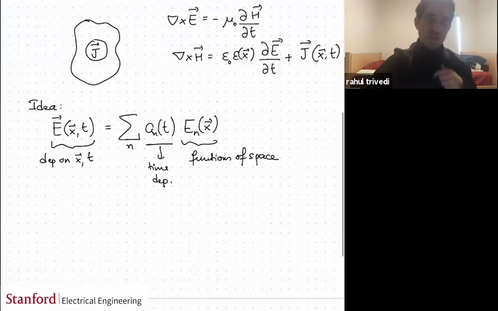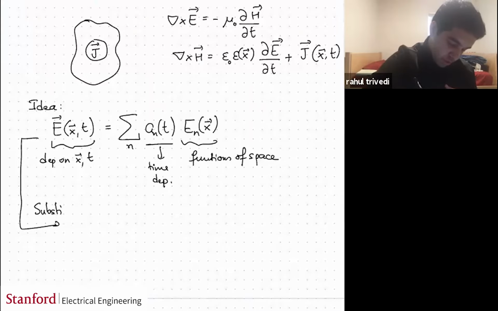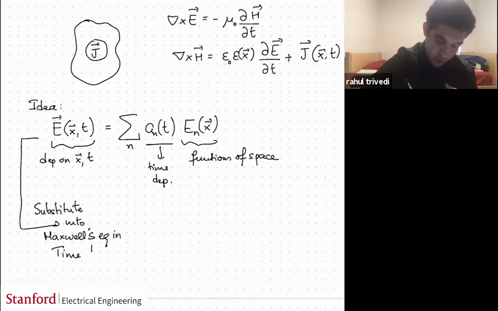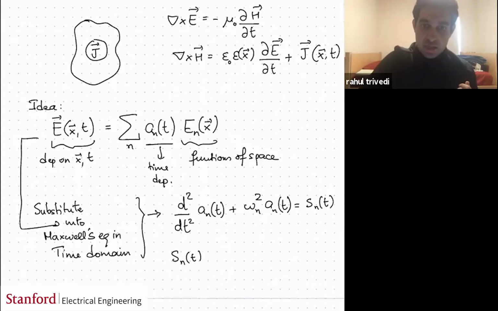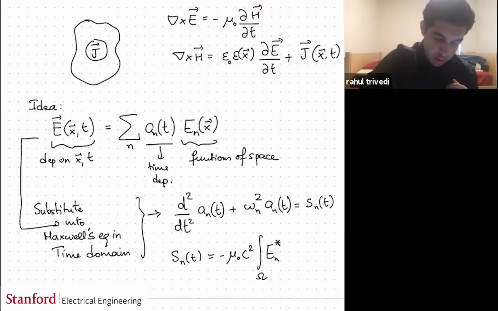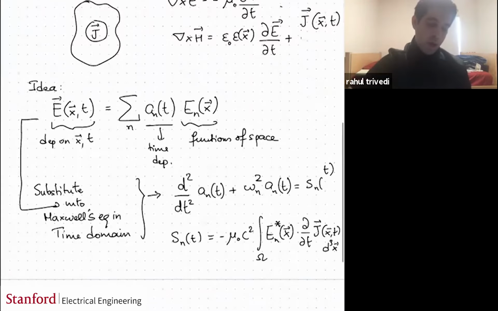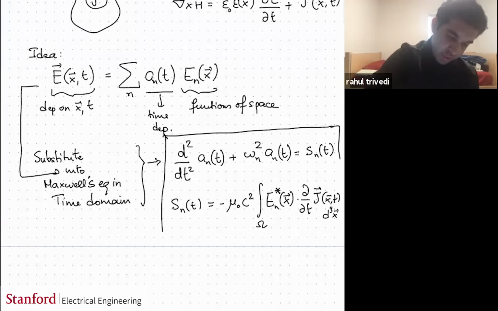And if you plug these back into Maxwell's equations, so you substitute this into Maxwell's equations, and we did this in last class, in time domain, then we were able to derive a set of equations for these coefficients a_n, and surprisingly, or maybe not surprisingly, they turn out to be the equations of harmonic oscillators. So you got d²/dt² a_n(t) plus ω_n² a_n(t) is equal to S_n(t), where S_n(t) is the source driving the nth harmonic oscillator, or the nth cavity mode, was μ₀c² integral d³x, right? So this is what we ended up with. This is where we stopped in the last class.